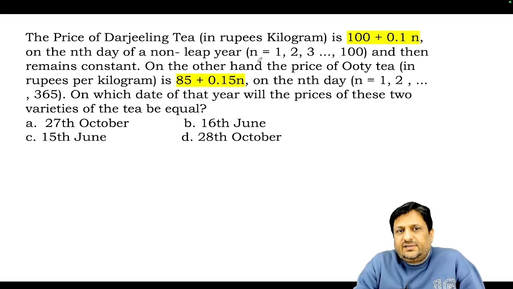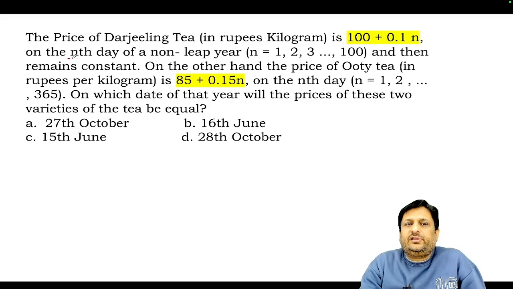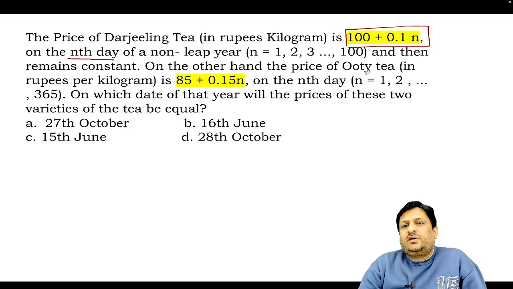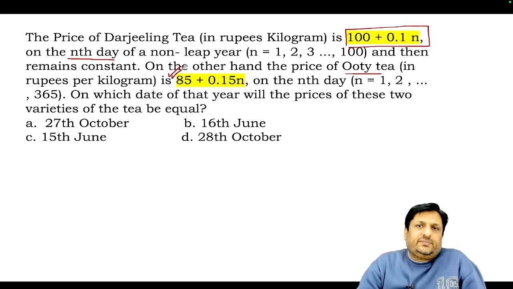The price of Darjeeling tea in rupees per kilogram is 100 plus 0.1n on the nth day of a non-leap year. So it means the price keeps on changing every day, and on the nth day the price can be calculated by putting the value of n here. Similarly, the price of the OTT follows a similar equation, and both of these equations are linear. We have to calculate on which date the price of both the teas will be equal.